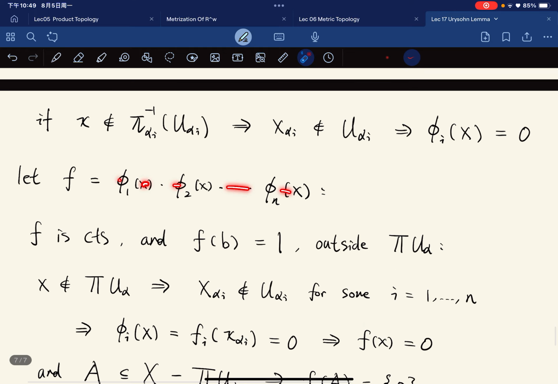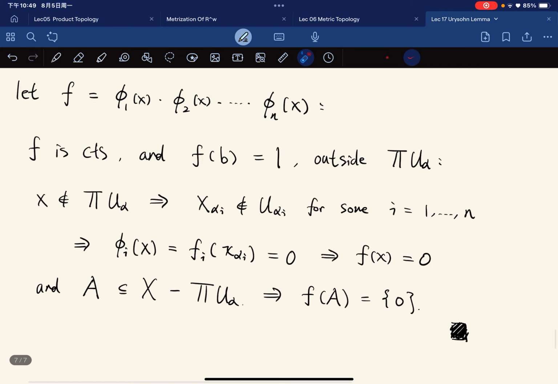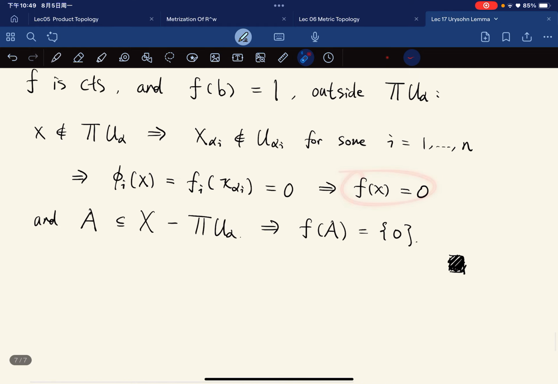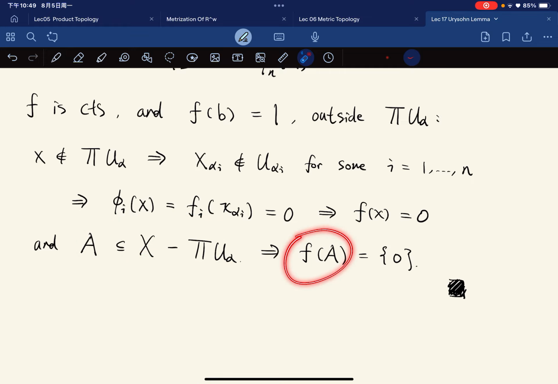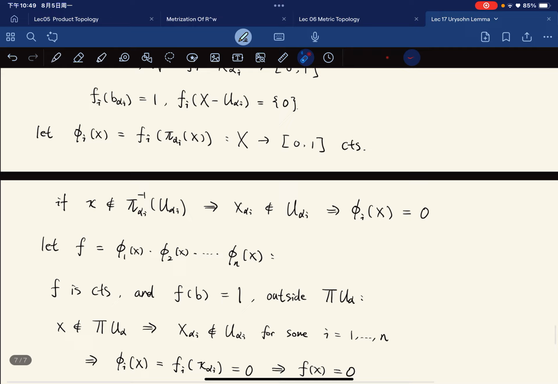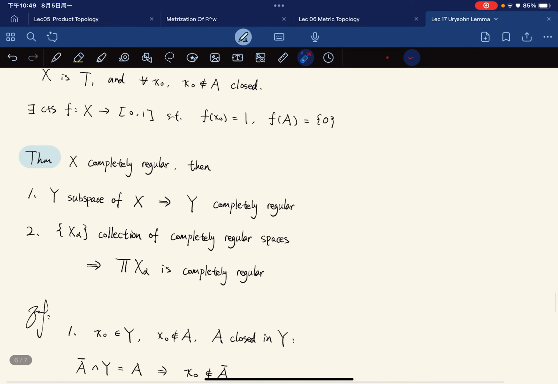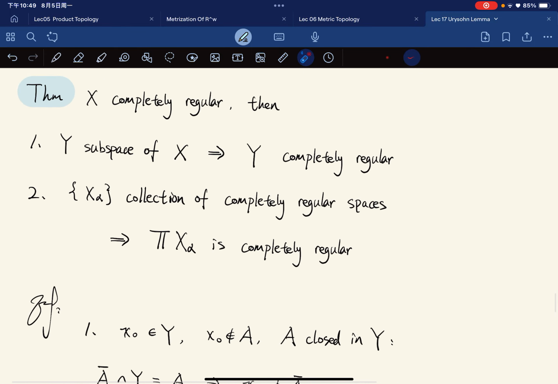So inside the product, some of the factors will be equal to 0, so f of x will be 0. And A is a closed set that is contained in this closed set, so f of A will also be equal to 0. Okay, so this is the proof that a product of completely regular spaces is still completely regular.